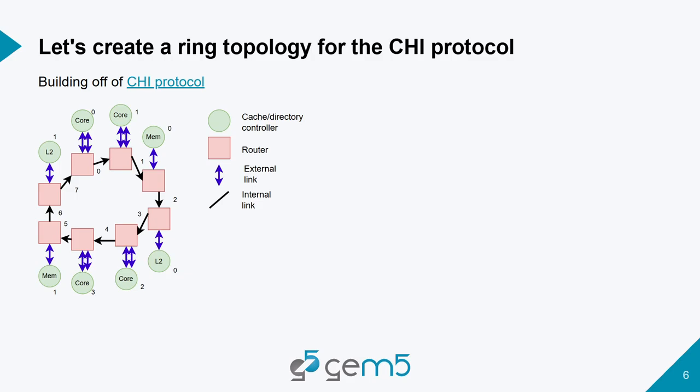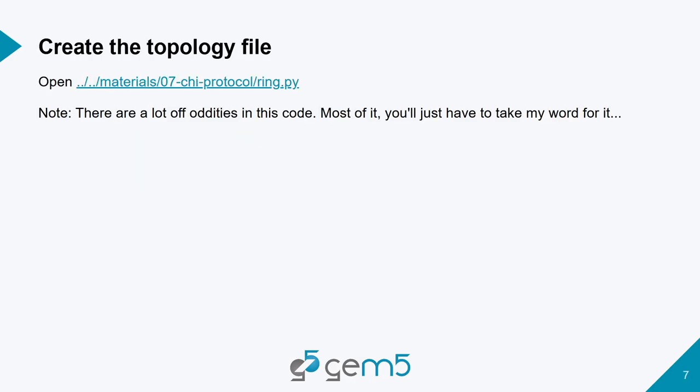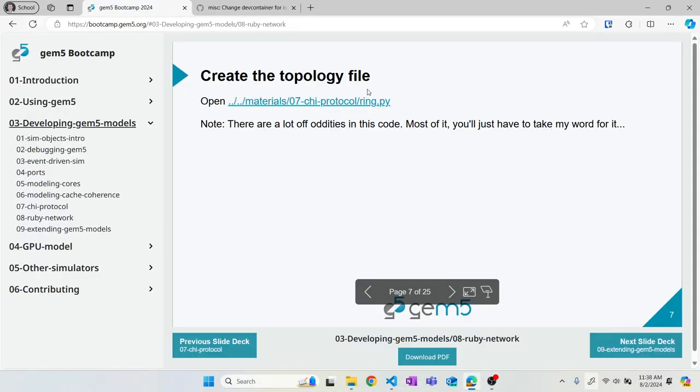So let's create a ring topology, and I want to create this exact ring topology where we have two cores that are next to each other, then a memory controller, then an L2, and then two cores that are next to each other, then a memory controller, and then an L2, all in this ring. Okay. So let's jump over and look at the code for this.